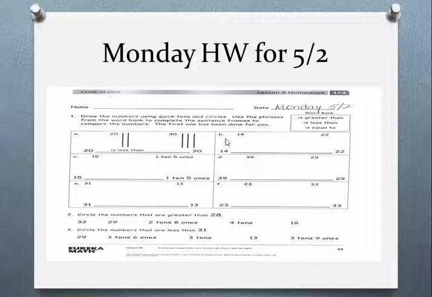ones. Next, you are going to write one of these words from the word bank to make this number sentence true. So 14 is less than 22, therefore that word should be written here. For question 2, you are going to circle the number that is greater than 28. Any of these numbers that are greater than 28, you should be circling them. And for question 3, any number that is less than 31, you should be circling them.